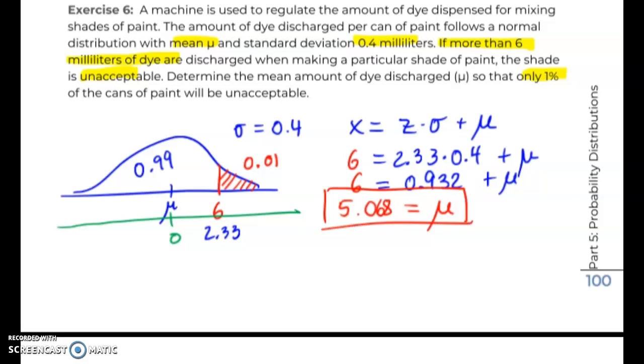One thing you want to remember when you have a context like that is you actually want to make sure that you're putting in the units. So this is something when we're doing our worksheet in class, you're going to get subtracted points if you're not putting in the units. So our mean is 5.068 milliliters.